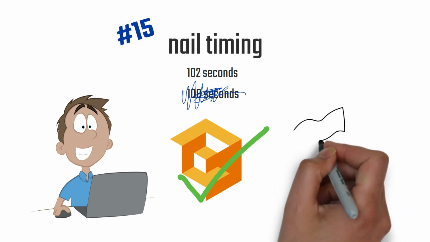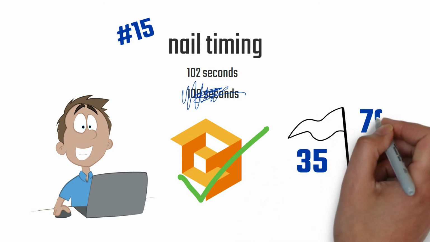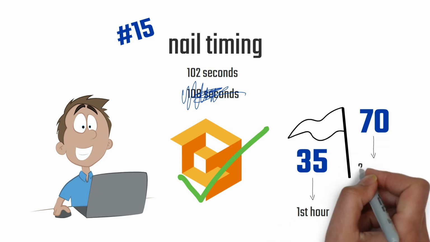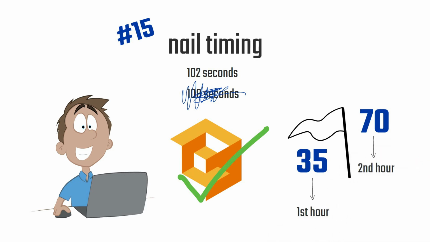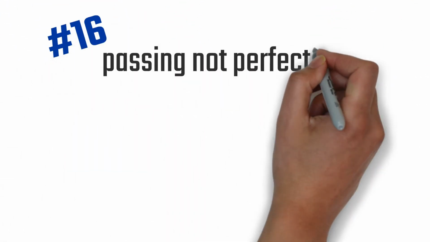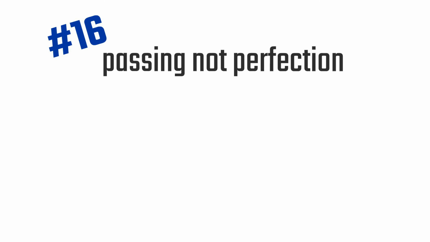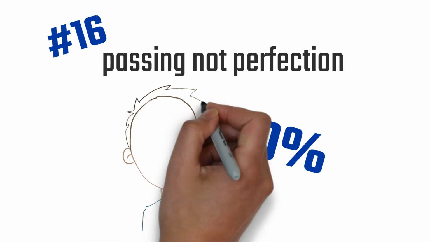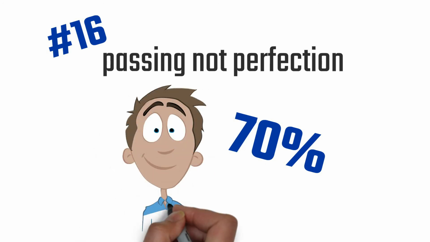On exam day, flag questions 35 and 70. Get through 35 in the first hour and you'll be right on track. Then try to get through 70 in the second hour. If you take a break during the second hour, just make sure to finish 70 by 2 hours and 10 minutes into the exam. Tip number 16, passing, not perfection. Your target should be around 70% correct on practice MBE questions. Obviously, higher scores won't hurt, but you should feel pretty confident if you're sitting in the 70s.